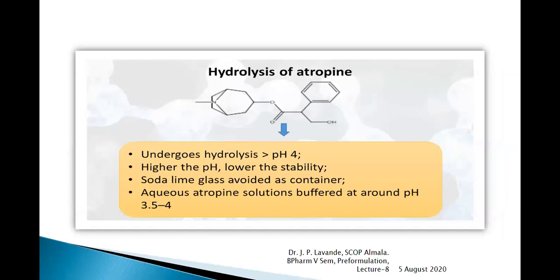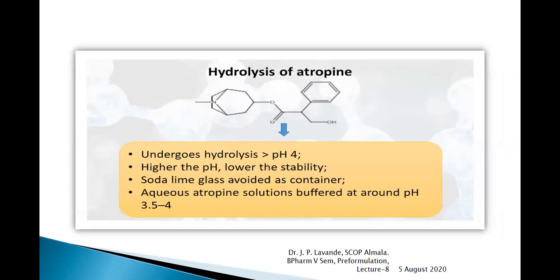Here is the structure shown for atropine, and this atropine will undergo the process of hydrolysis. How will it undergo hydrolysis? When the pH value is more than 4, the atropine will undergo hydrolysis. So the higher the pH, the lower the stability because of the process of hydrolysis.